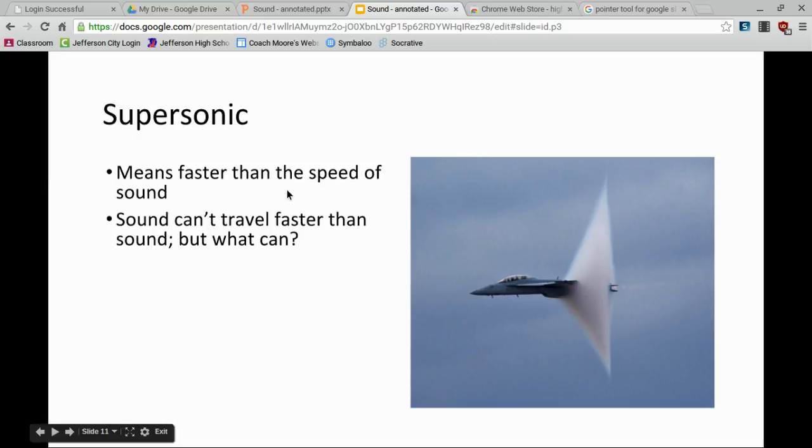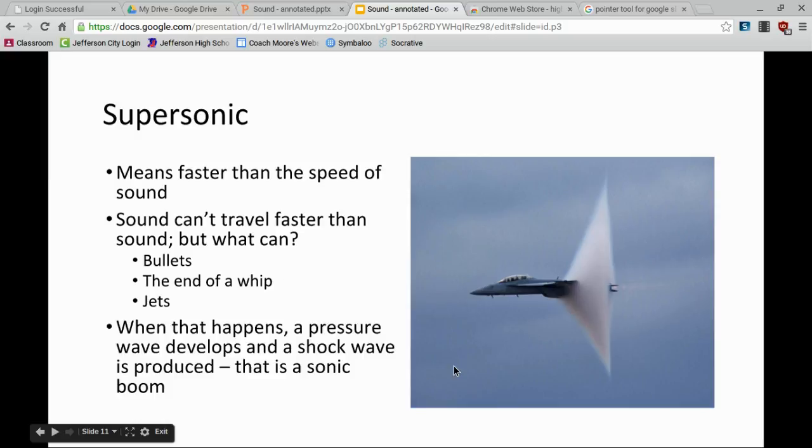But what can? Bullets can. A whip can. And certainly jets can. And if you've ever fired a bullet, you hear a little crack after it. That's the bullet breaking the sound barrier. The crack of a whip is actually the sound barrier being broken. And jets, when they travel faster than 760 miles an hour, which is 340 meters per second, they produce a sonic boom. It's actually a pressure wave that turns into a shock wave.